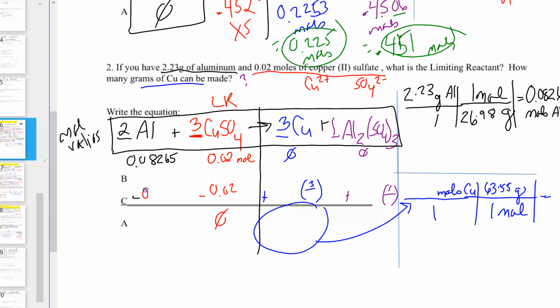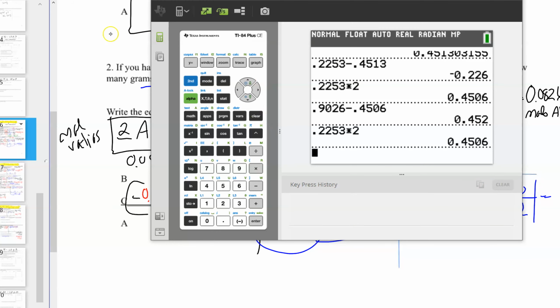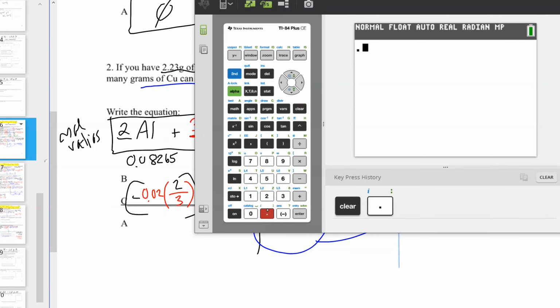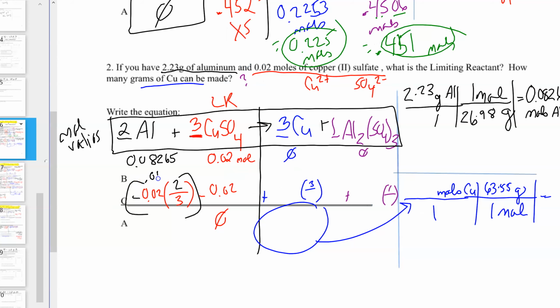So I'm going to be using up 0.02 times the ratio of aluminum to copper. I'm just going to kind of put this in brackets here. We've got to figure out what that number is. Let's clear everything. Oops. Clear. So we're going to take 0.02 times 2, divide by 3, and that's 0.013 repeating. So this is actually 0.01333. That's good enough.